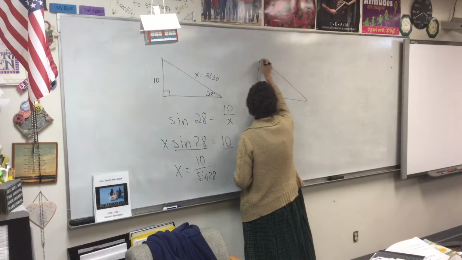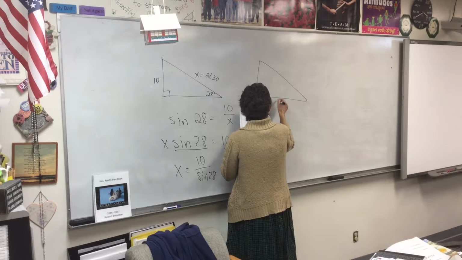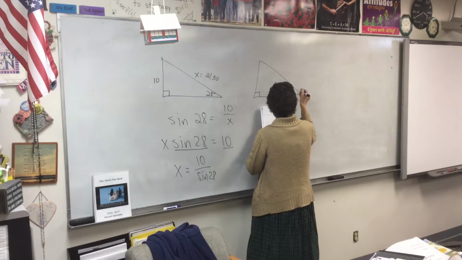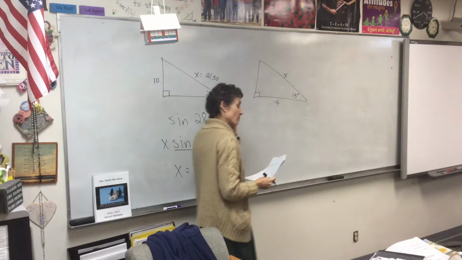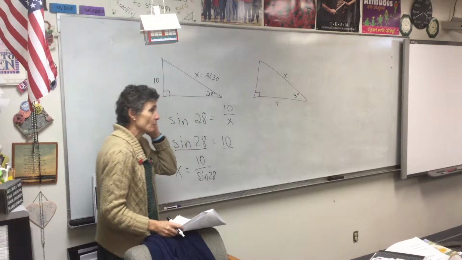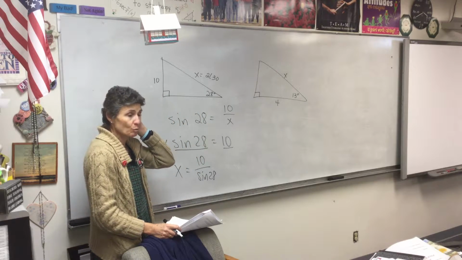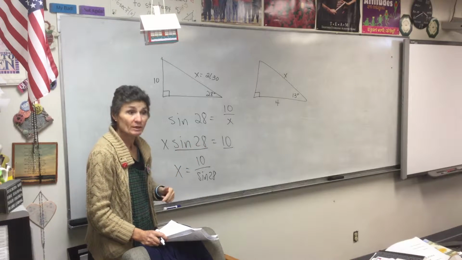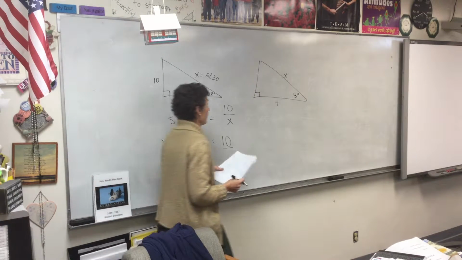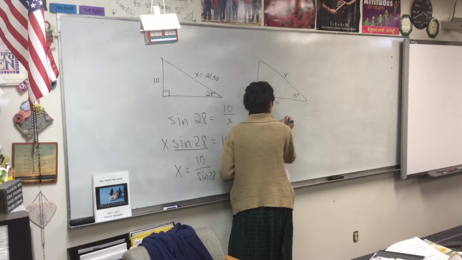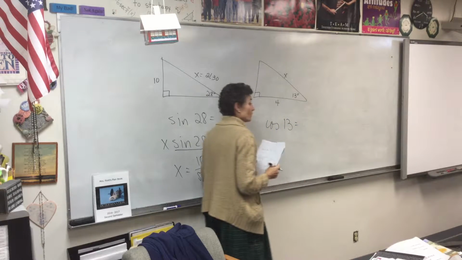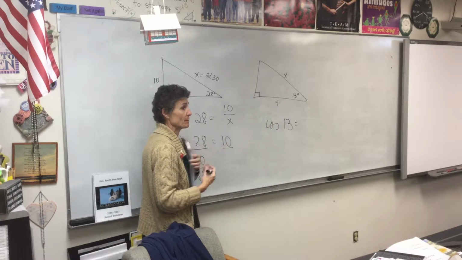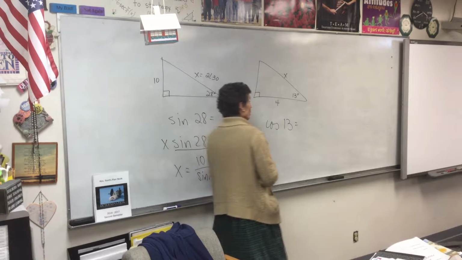Same scenario, but be careful. You're not going to use sine on this problem. We don't use sine on every problem. We use sine when we've got opposite and hypotenuse. What do we have here? Well, we have adjacent and hypotenuse, so it's going to be a cosine problem. So cosine 13 equals what? What does cosine 13 equal in that picture? 4 over x.